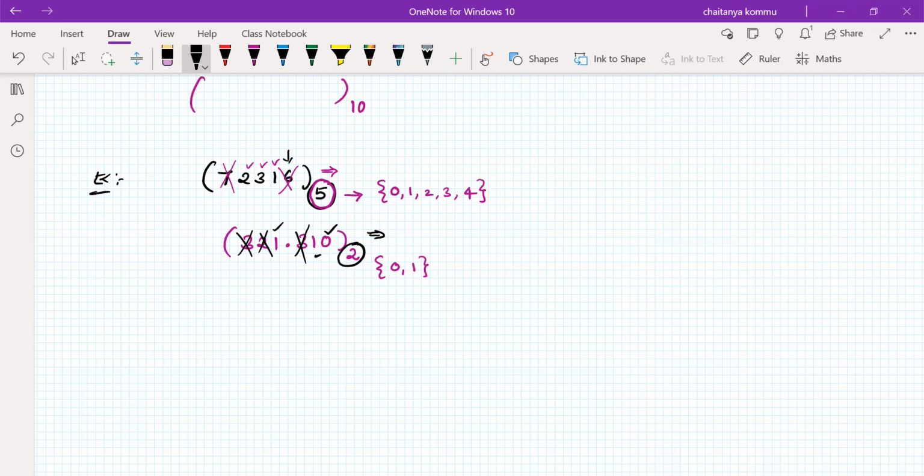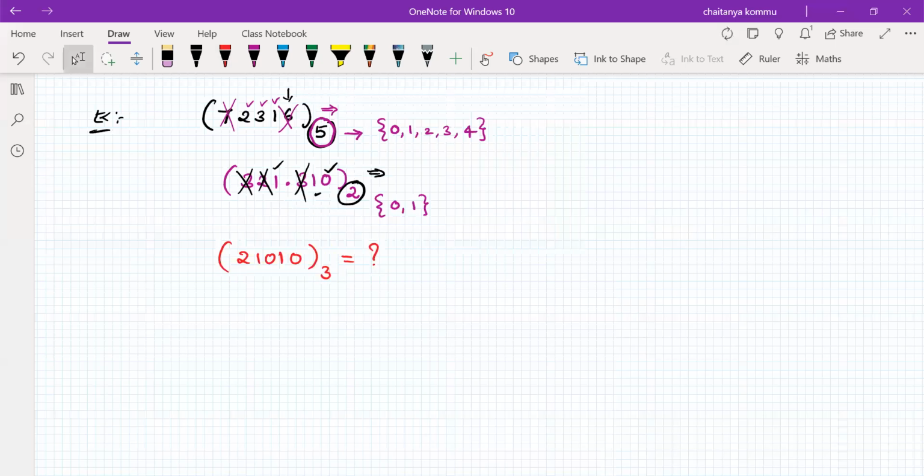For example, 21010, something like this. I'm using the radix 3 system. Is it a valid number system or not? Yes, sir, valid, sir. Yeah, it is valid. 0, 1, 2 only we have to use. Other than that, no number is there. So 0 is valid. Therefore it's a valid number system.